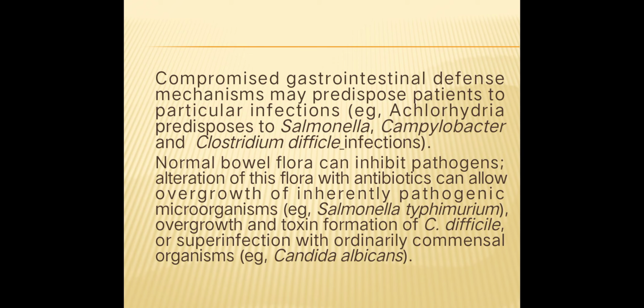Achlorhydria is a condition where the stomach doesn't produce hydrochloric acid, so there won't be the acidic pH in the stomach. Normal bowel flora can inhibit pathogens. Alteration of this flora with antibiotics allows overgrowth of inherently pathogenic microbes, for example Salmonella typhimurium, overgrowth and toxin production of Clostridium difficile, or superinfection with ordinarily commensal organisms like Candida albicans.